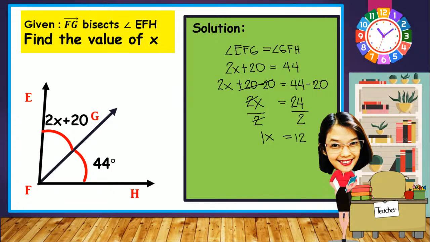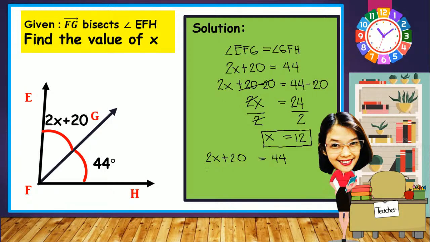And again, let us check our answers. 2x plus 20 is equal to 44. When you are checking your answer, just simply substitute the value of x. So, you always have to check, so that your solution won't be wasted. What if you are wrong? You got a value of x, but you didn't even substitute it.